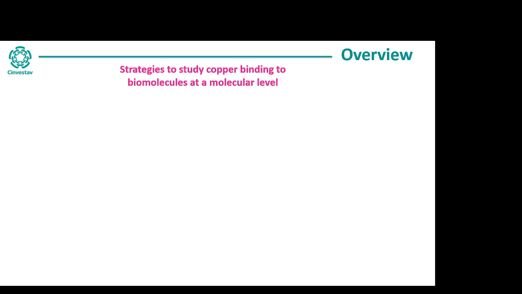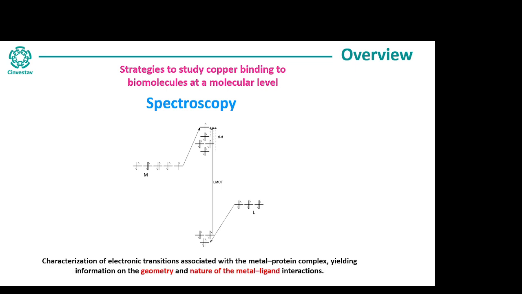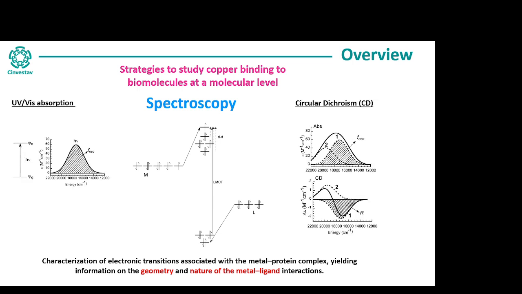So what are the strategies to study copper? It's nice to explain some spectroscopy. I'm pretty sure that you remember how spectroscopy works. If you remember the molecular orbitals, you have different electrons in the sphere, in the metal or the ligand, and you can see the jump of an electron from ligand to metal, or metal to metal, for example, the d-d bands. This characterization is important because with UV-vis absorption or circular dichroism we try to understand how copper is binding and how the electrons interact with the ligand.